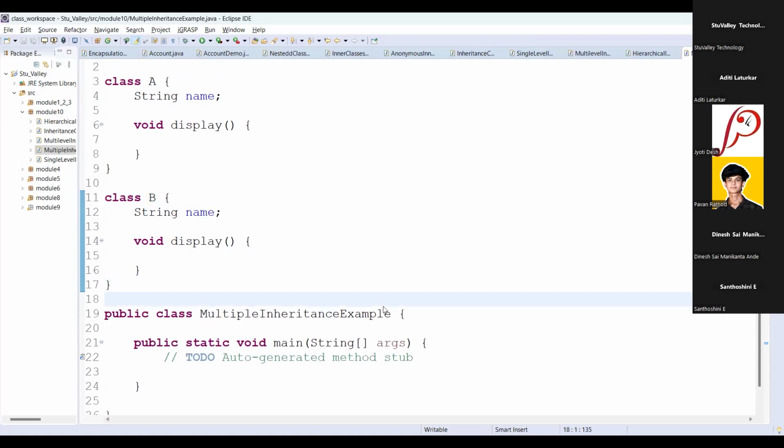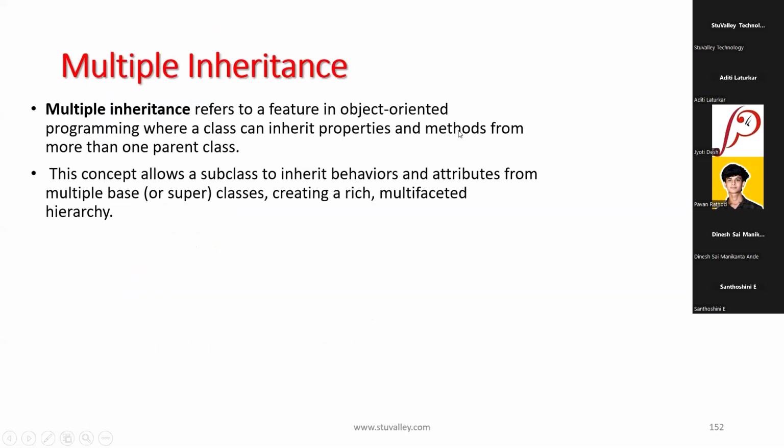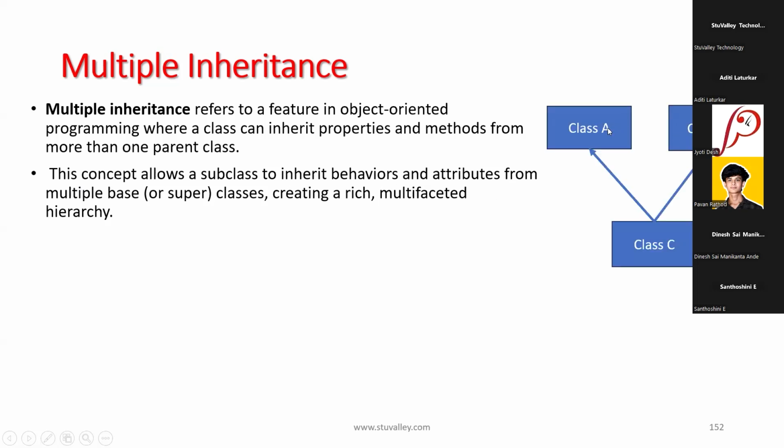In multiple inheritance, what happens? We can inherit from multiple classes in a single class. That means multiple parent classes, one child class. This concept allows a subclass to inherit behaviors and attributes from multiple base classes, that is superclasses or parent classes, creating a rich multi-faceted hierarchy. So these are two different classes and we are inheriting into one child class.